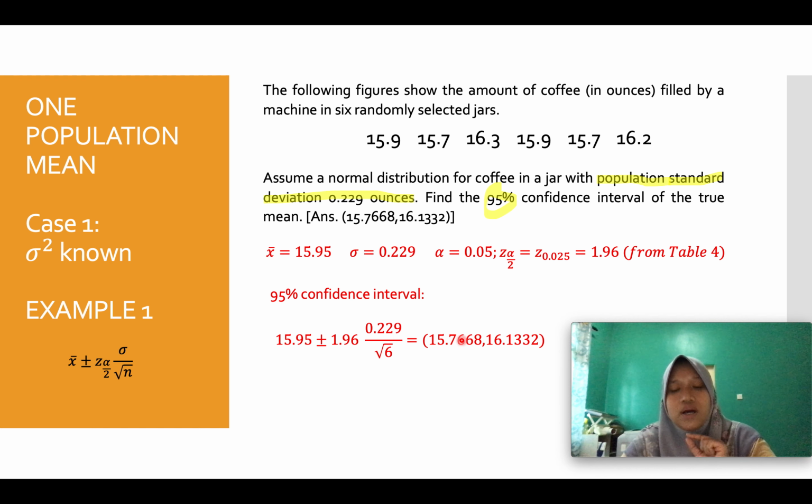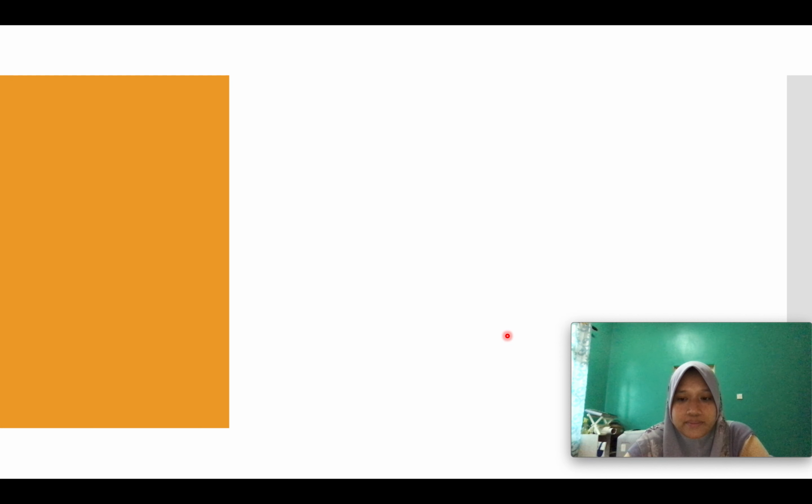So you should solve for minus sign dahulu. Okay, so we will get 15.7668 and 16.1332. So this one is our lower limit. This one is upper limit. Okay, so the 95% confidence interval is given by this value.